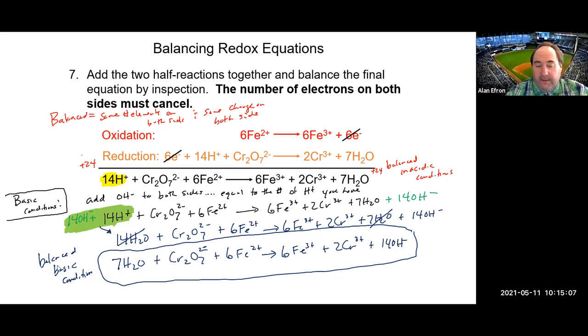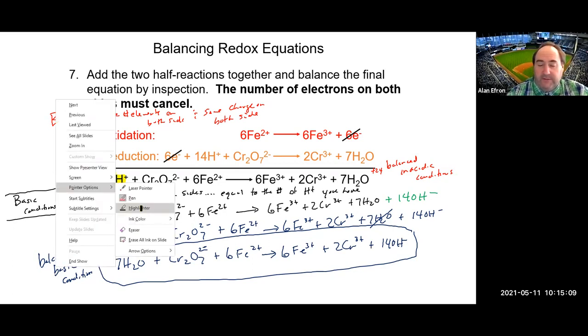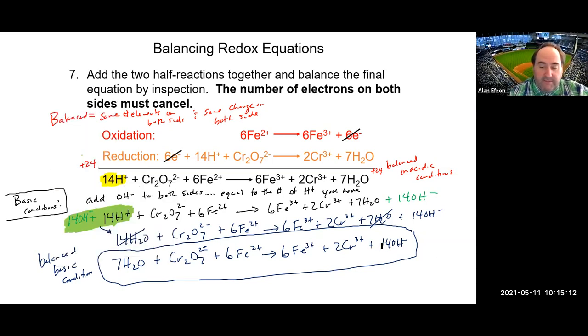By the way, you may be wondering again how I know this is balanced in basic conditions. Well, I don't see H+ in this reaction, but I see OH- there, right? Which tells me basic conditions. Any questions on how to balance these equations here?